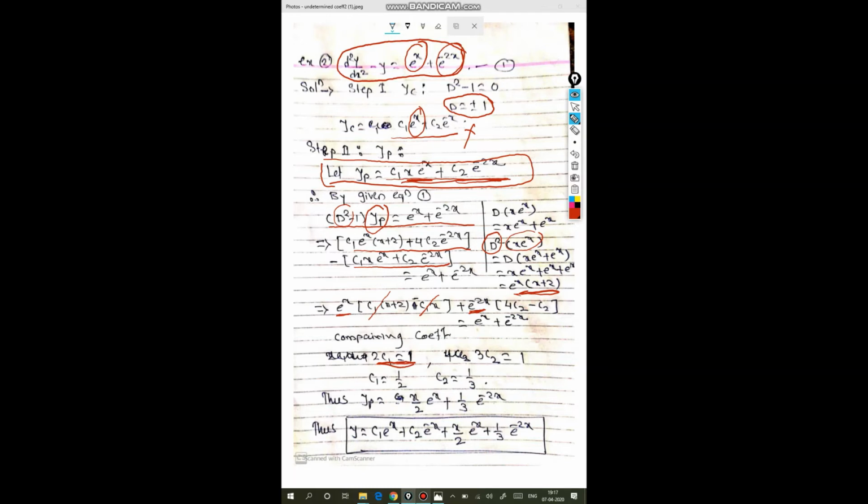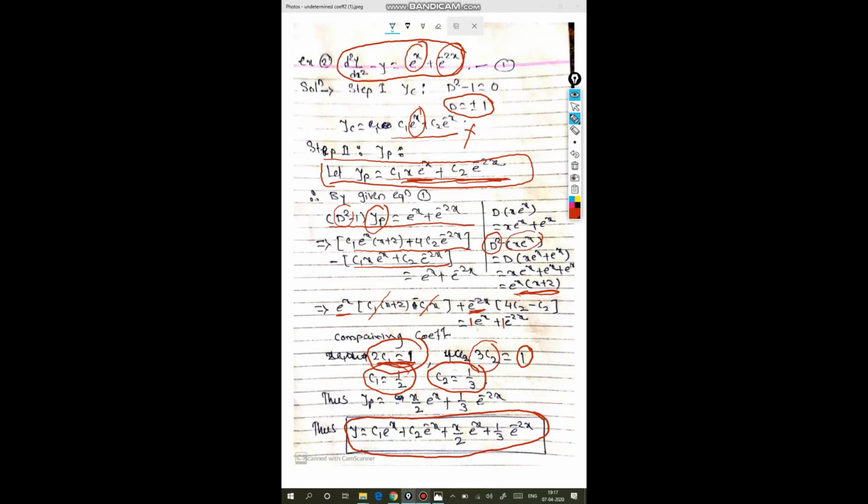2c1 is the coefficient of e raised to x in the LHS, and on the RHS the coefficient of e raised to x is 1. So 2c1 is 1. So c1 is 1 by 2. Similarly, this 4c2 minus c2 is 3c2, and the coefficient of e raised to minus 2x is also 1. So comparing the coefficients of e raised to x and e raised to minus 2x, we get the values of c1 and c2. And at the end, don't forget to write yc plus yp as the complete solution.